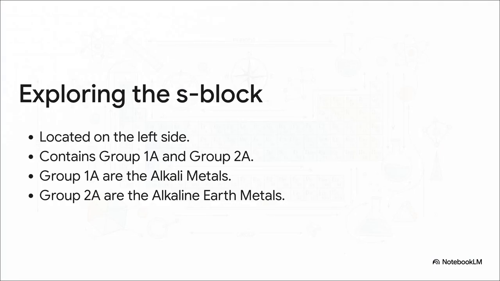Let's start our tour with the S block, located on the far left side of our map. This neighborhood has 2 very important families. The first one, Group 1A, is called the alkali metals. And right next door, in Group 2A, we have the alkaline earth metals.